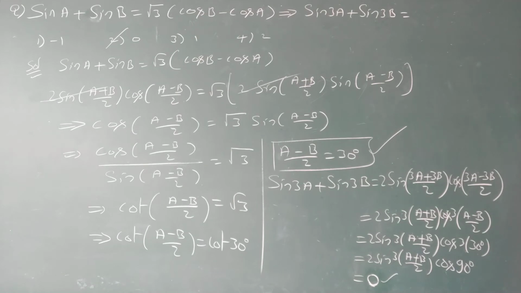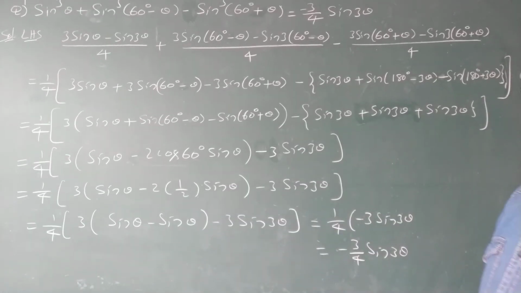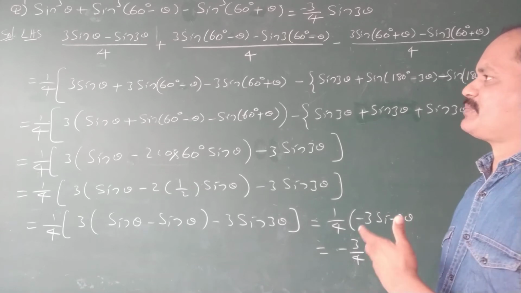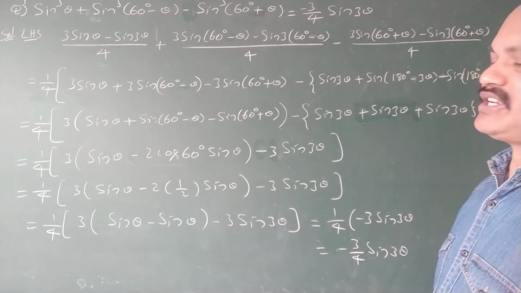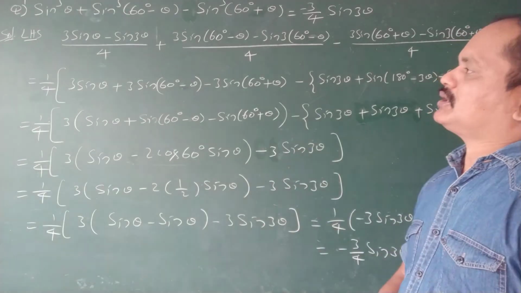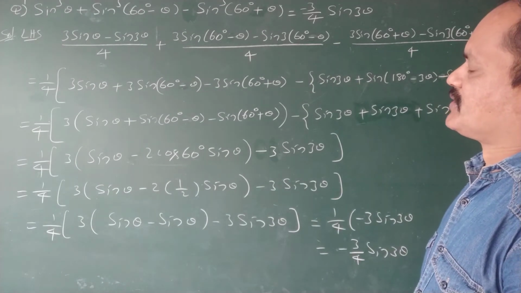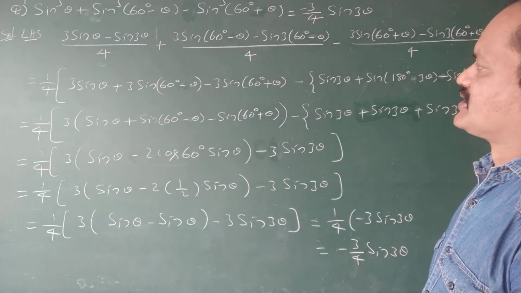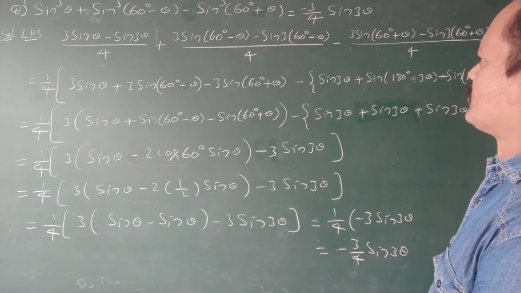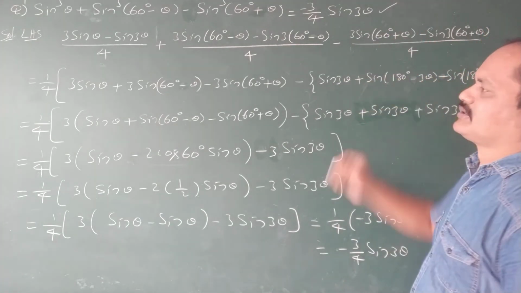Now we are going to the next question, the next result. Many questions depend upon this result. The result is the sin cube identity: prove that sin cube theta plus sin cube (60 minus theta) minus sin cube (60 plus theta) is equal to minus 1 by 4 sin 3 theta.